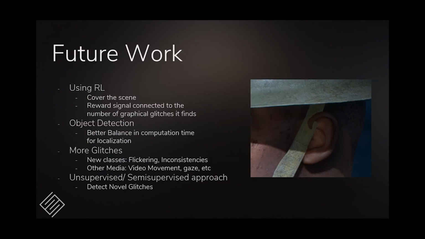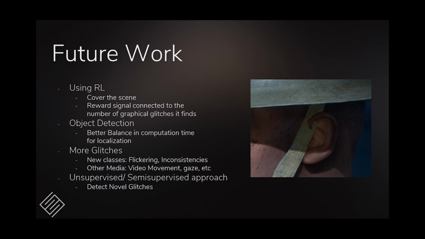Our results encourage further exploration, and we still have many remaining challenges. The first one is naturally how to cover essential parts of the space. Here we can use reinforcement learning-based approaches to ensure that we effectively visit all critical parts of the map. We can also connect the reward signal to the number of graphical glitches it finds.